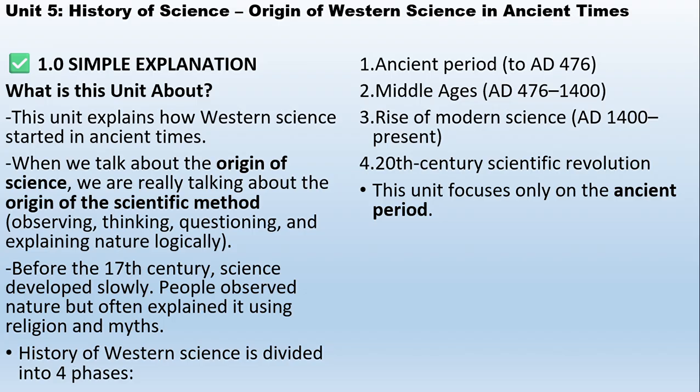It says that before the 17th century, science developed slowly. The same way the computer developed slowly, science also developed slowly because there were new innovations, new research, and new experiments taking place. People observed nature, but often explained it using religion and myths. In those olden days, people observed nature, for real, because they were geniuses too. They observed nature, but they used religion and myths to explain it.